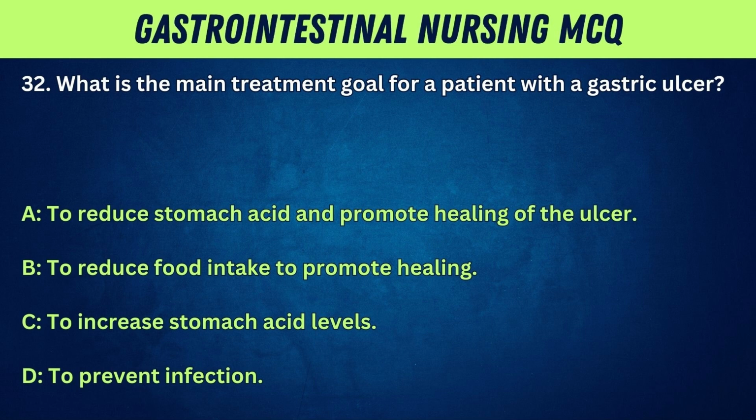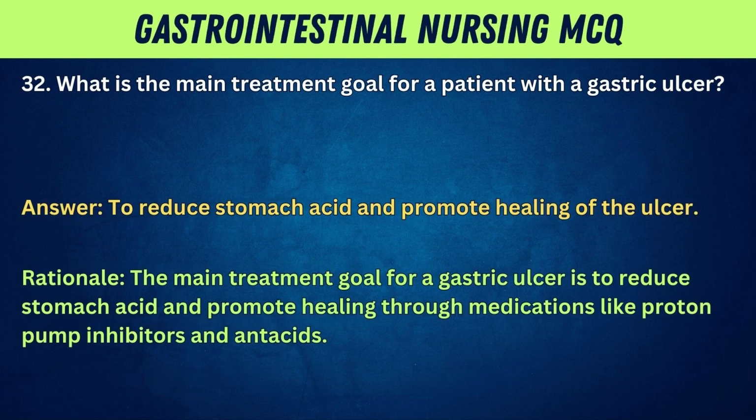32. What is the main treatment goal for a patient with a gastric ulcer? A. To reduce stomach acid and promote healing of the ulcer. B. To reduce food intake to promote healing. C. To increase stomach acid levels. D. To prevent infection.